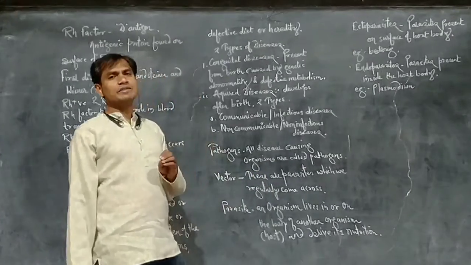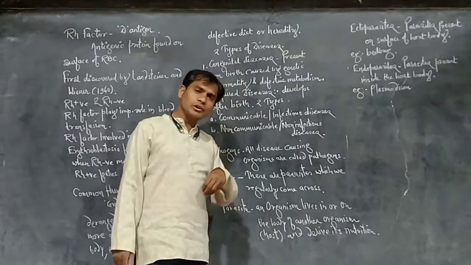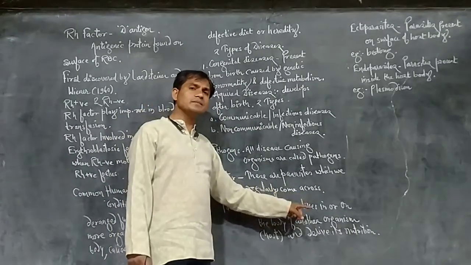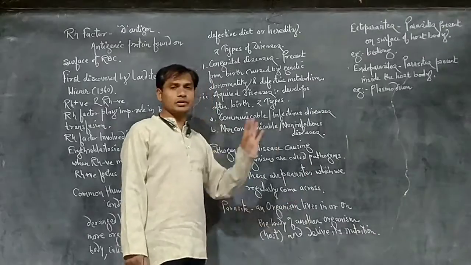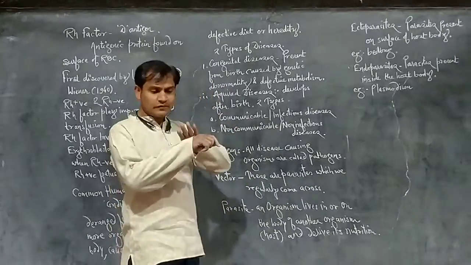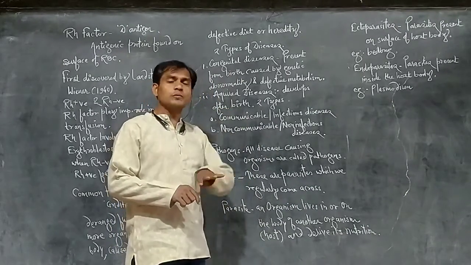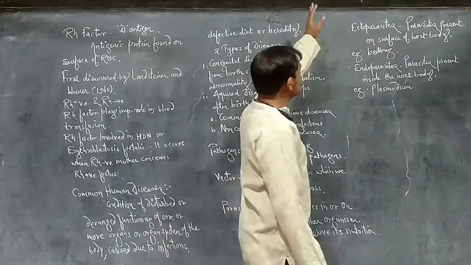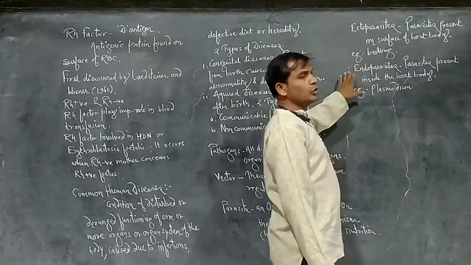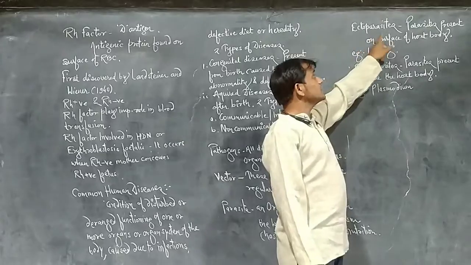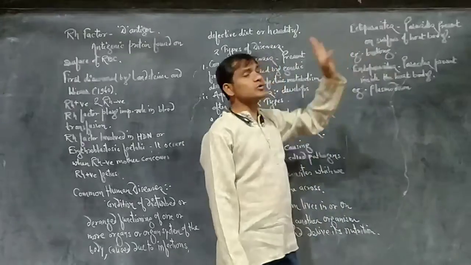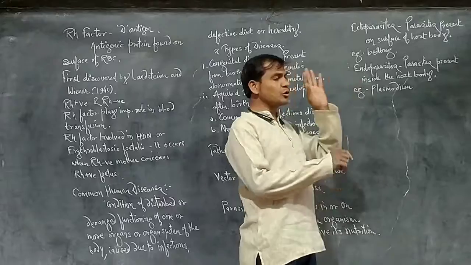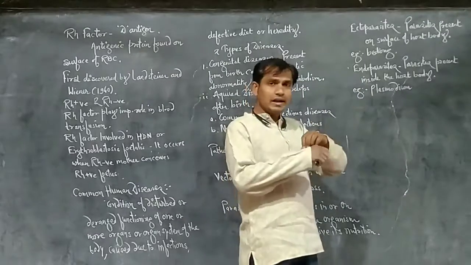A parasite is an organism which lives inside the body or on the surface of the body of another organism. That other organism is the host, and the parasite derives nutrition from it. Parasites are of two types: ectoparasites and endoparasites. Ectoparasites are present on the surface of the host body. They do not enter inside the body of the host, but derive nutrition from the surface.